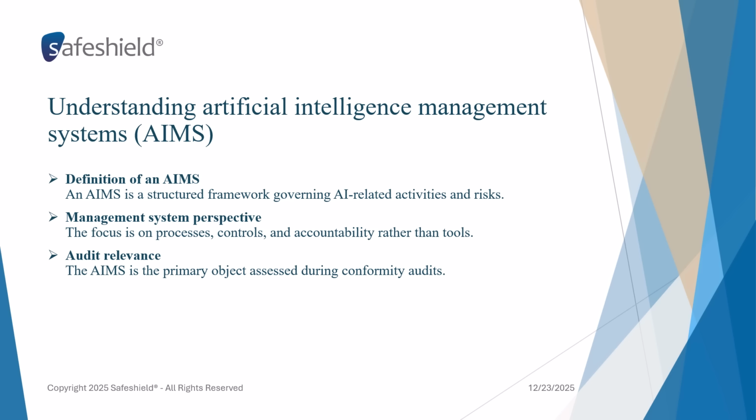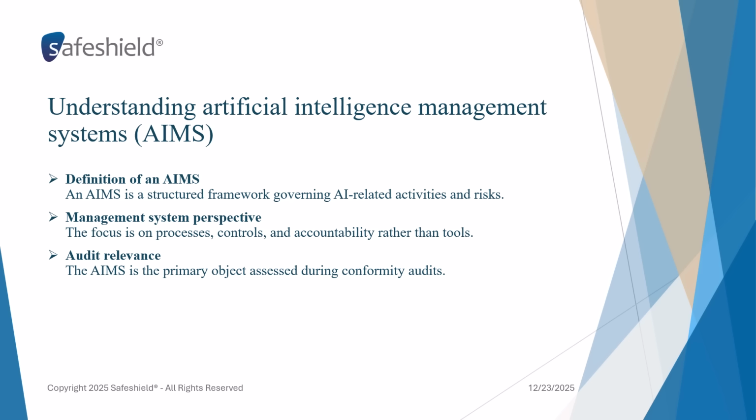An artificial intelligence management system, or AIMS, is the structured set of policies, processes, roles, controls, and records used to govern how AI systems are designed, developed, deployed, and operated within an organization. An AIMS is not a single document or tool. It is an integrated management framework that aligns AI activities with organizational objectives, risk appetite, and compliance obligations. ISO 42001 defines the minimum requirements for establishing, implementing, maintaining, and continually improving an AIMS.